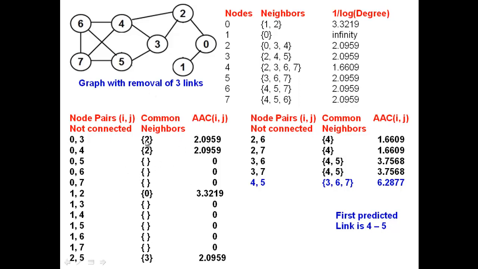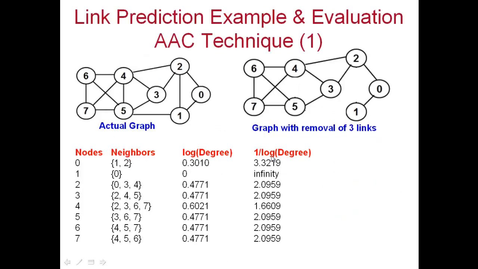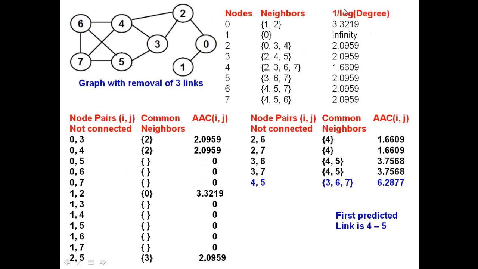So for the degree of 2, we have the value here, 1 over log degree. For node 0, these values came from here, 1 over log degree, listed here. So you just have to sum them up. For node 2, the value is 2.0959, and that's the only node in this intersection of common neighbors. Now if it's an empty set, if you don't have any common neighbor, the AA score for the node pair is 0.